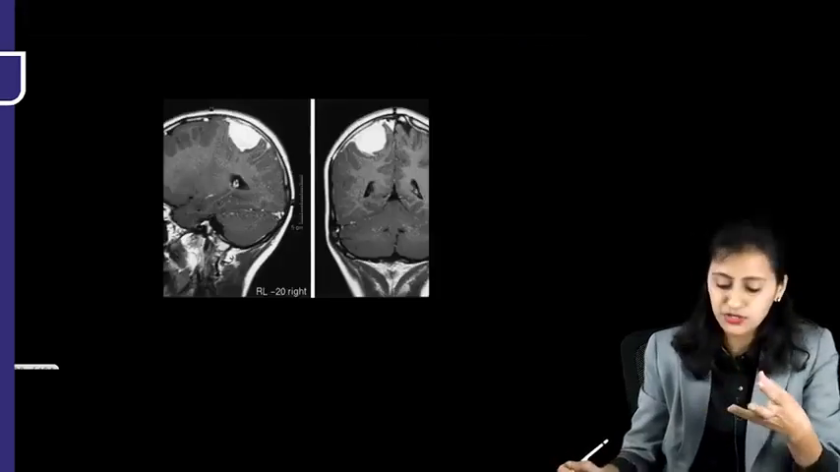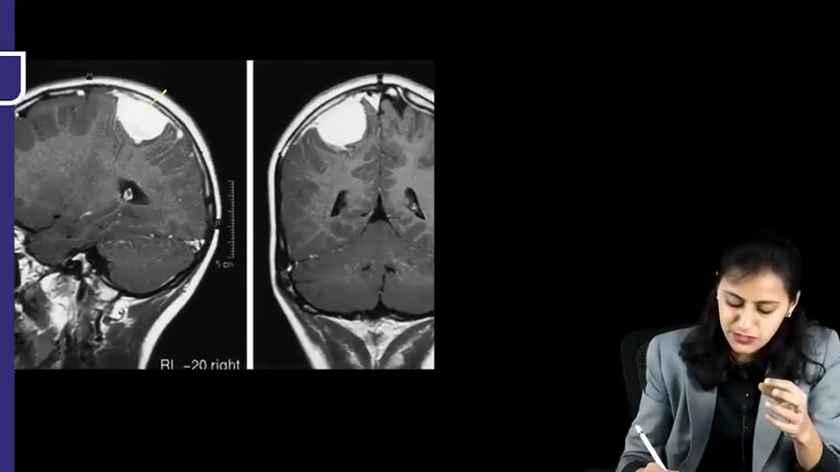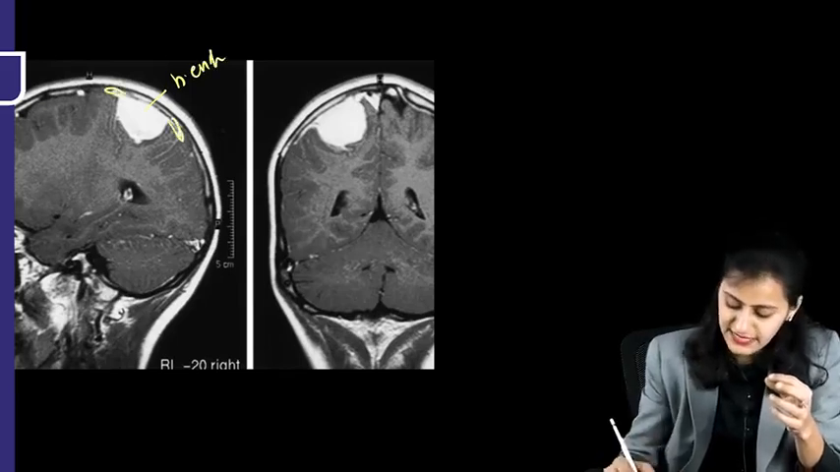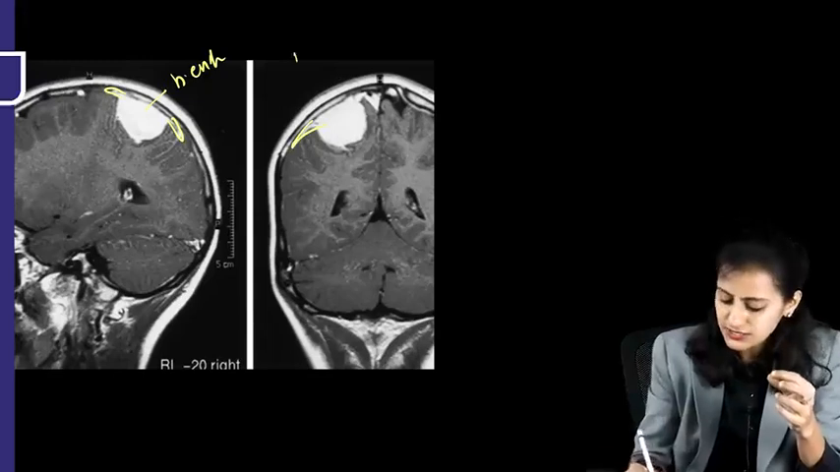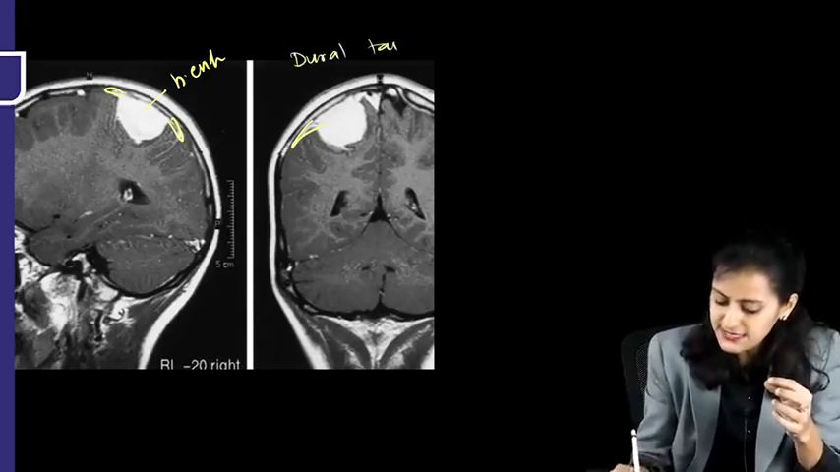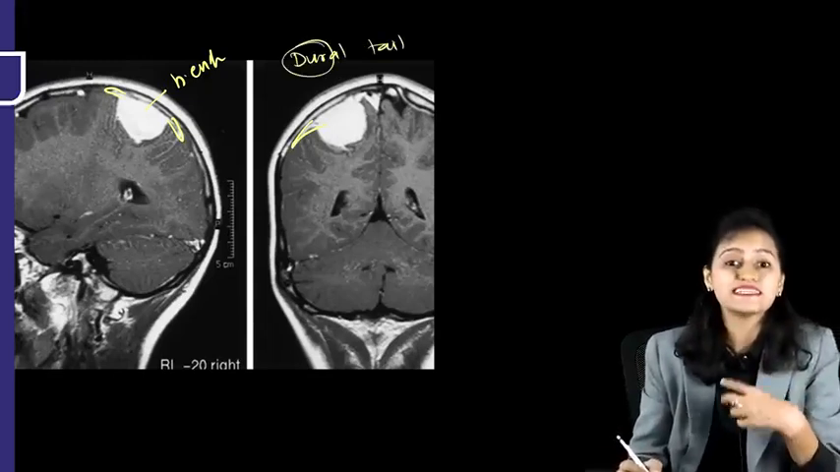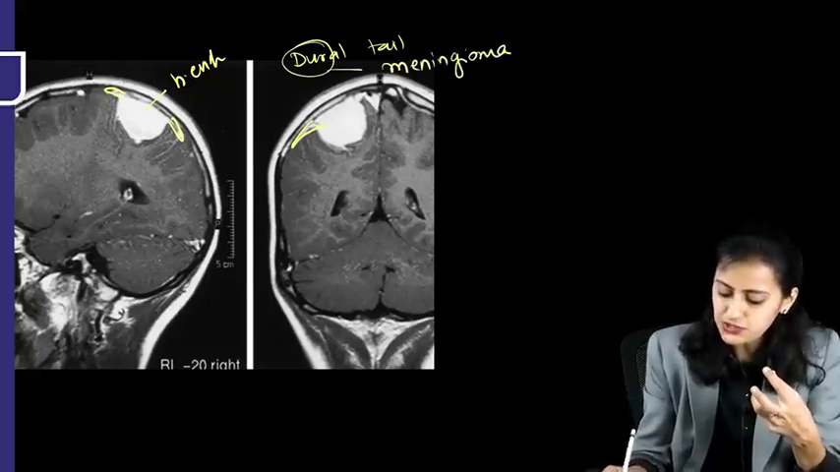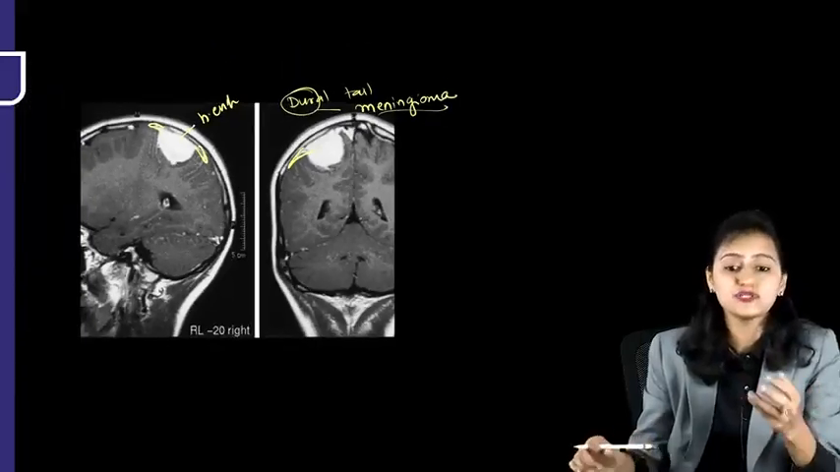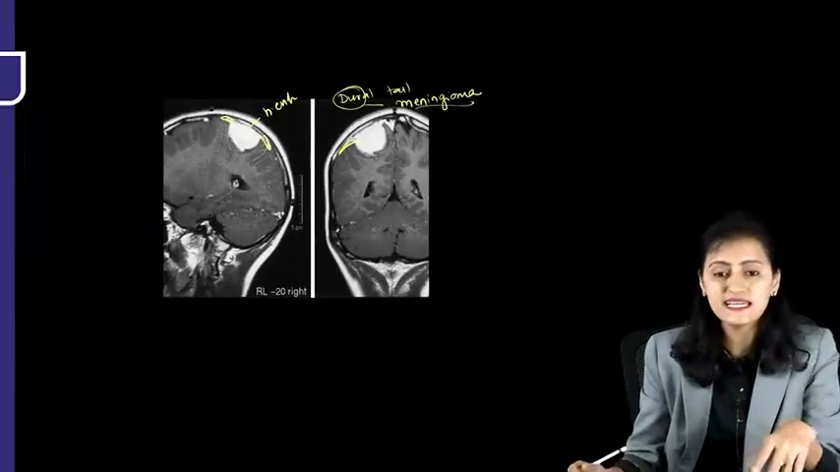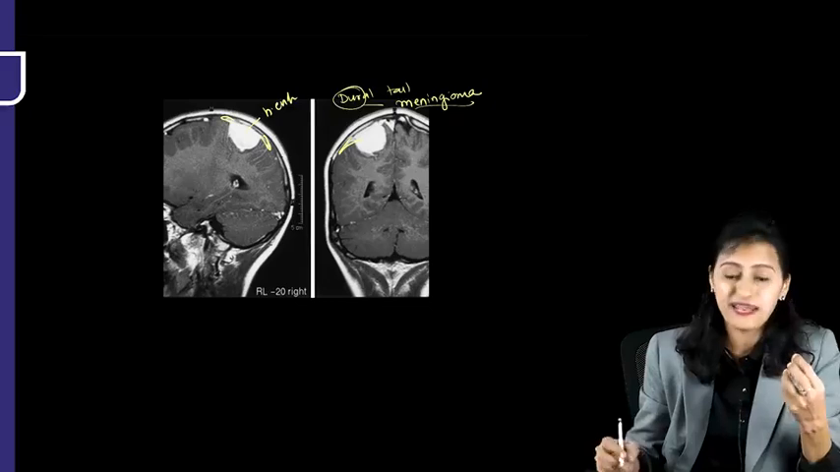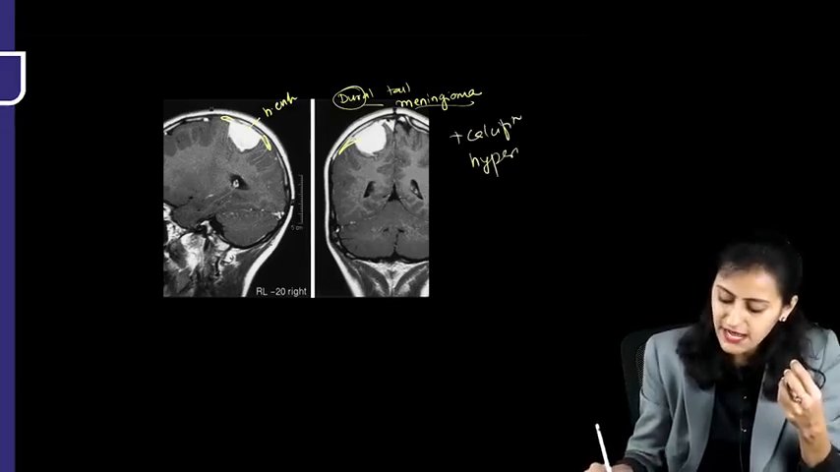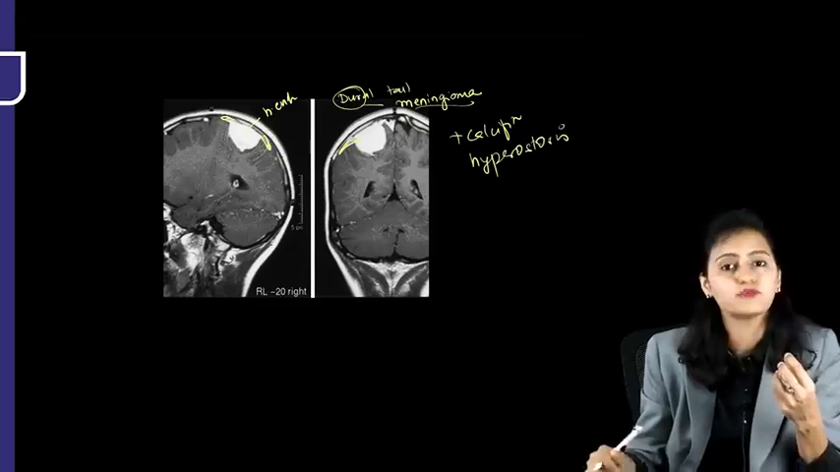Next one, what tumor do you think is this? So this tumor, which is homogeneously enhancing, has this tail-like extension, which is called as dural tail sign. So remember, dura is meninges, dural tail sign is seen in meningioma, okay, which on histopath shows psammoma bodies. So homogeneously enhancing, dural tail, think of meningioma. It can also show calcification and hyperostosis of the bone.